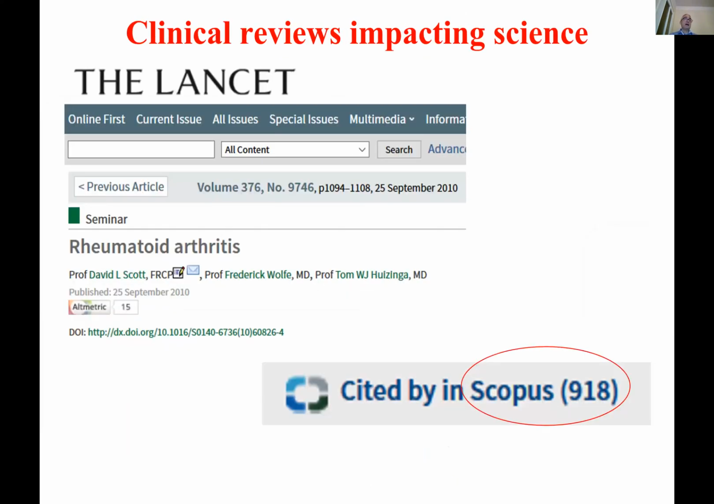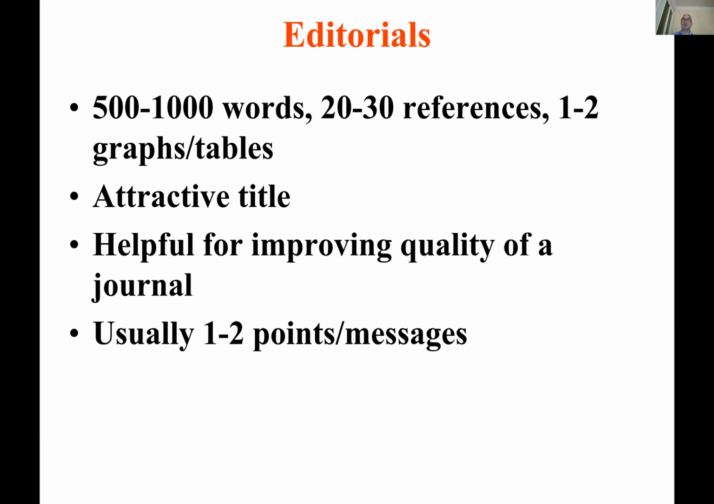How do we calculate importance, how do we quantify the importance of published articles? Of course, based on Scopus and Web of Science citations. Here is an example of a highly influential journal article, a review article. We should also publish editorials.